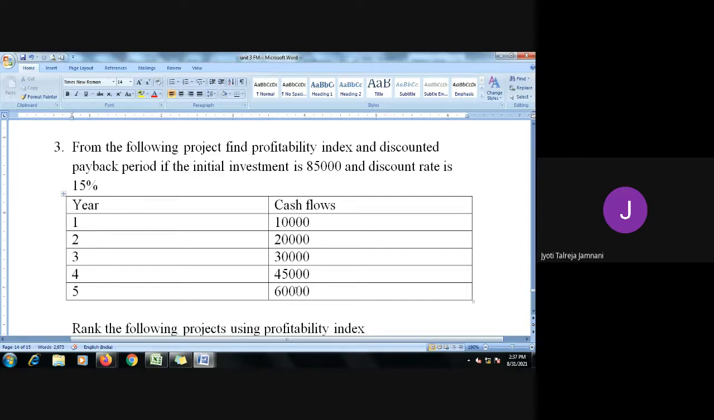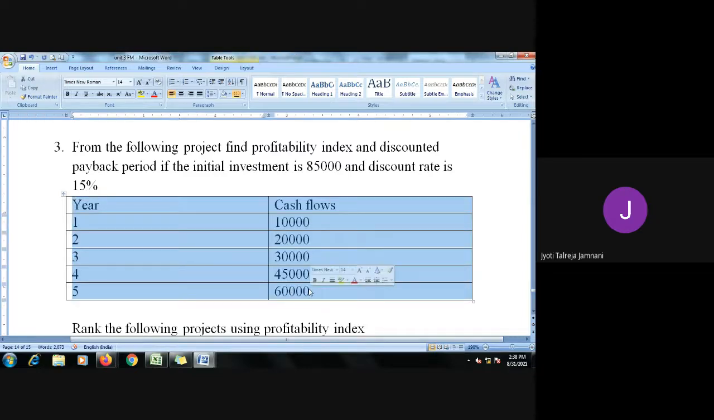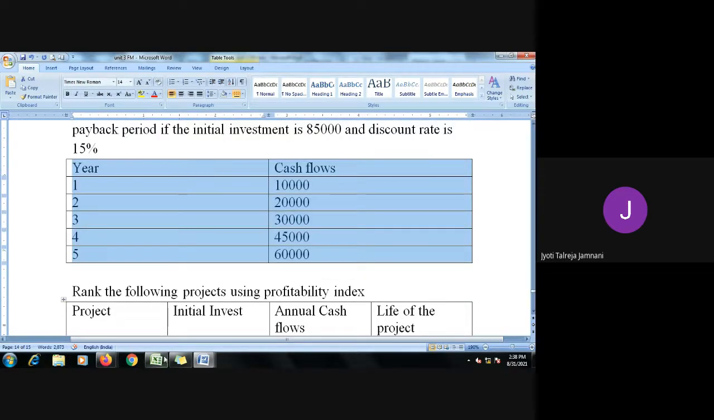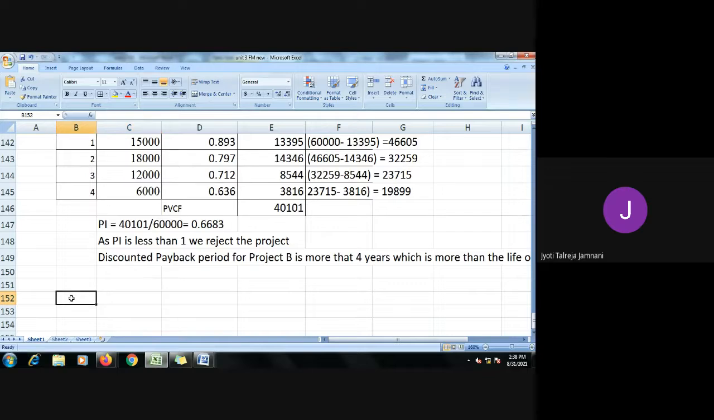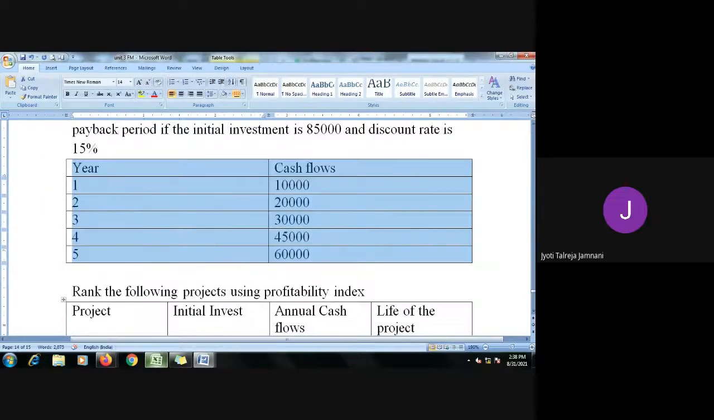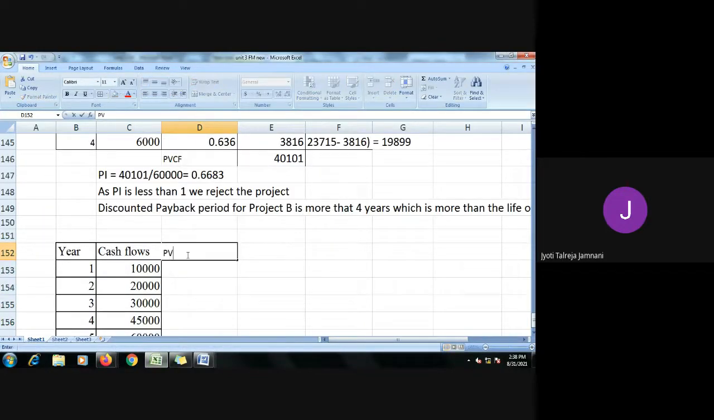Let's go to the next problem then. From the following project, find profitability index and discounted payback period if the initial investment is 85,000 and discount rate is 15%. So it's a single project. There's no two projects. They have asked us to find it. So here cash flows, they've told the interest factor is 15%. So present value interest factor at 15%. And then we have present value of cash flows.